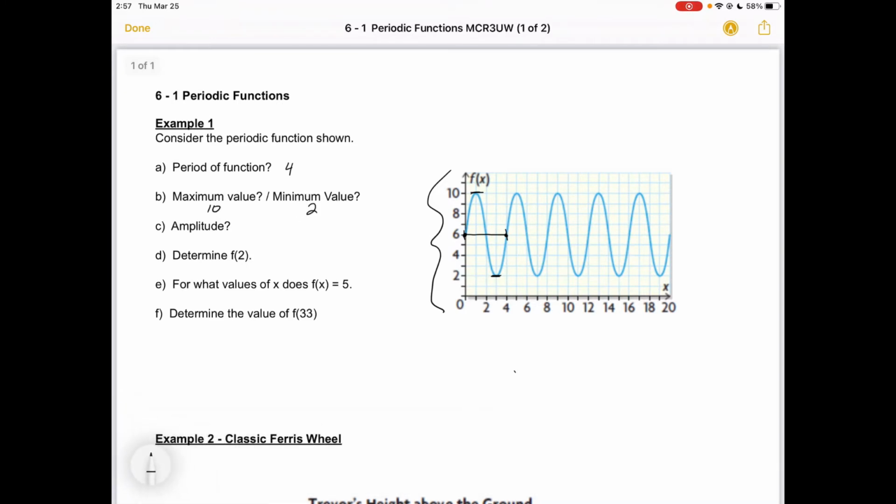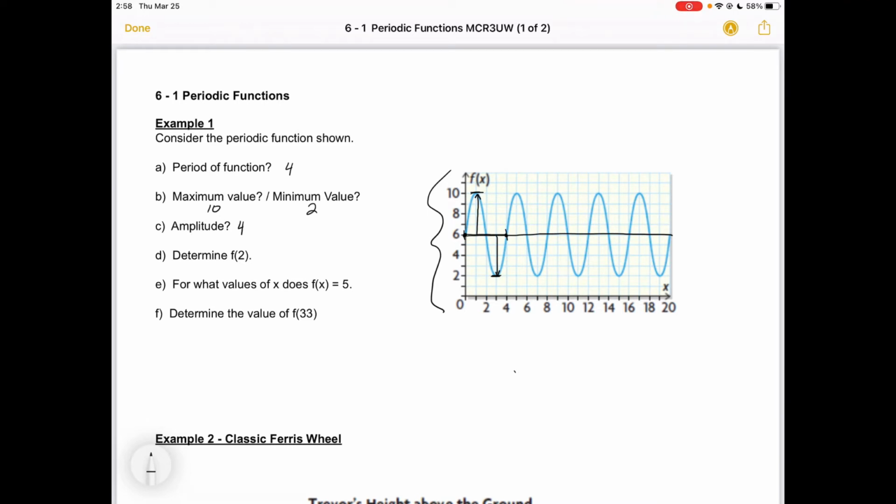Our amplitude is going to be the height of the function. So that is from our axis of the curve, which goes through the midline of the function. And our amplitude is our distance either up to the maximum or down to the minimum. In this case, our amplitude is 4.